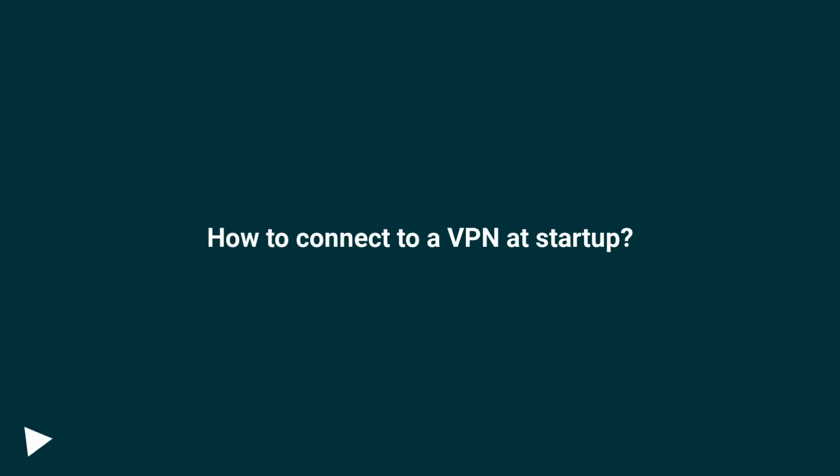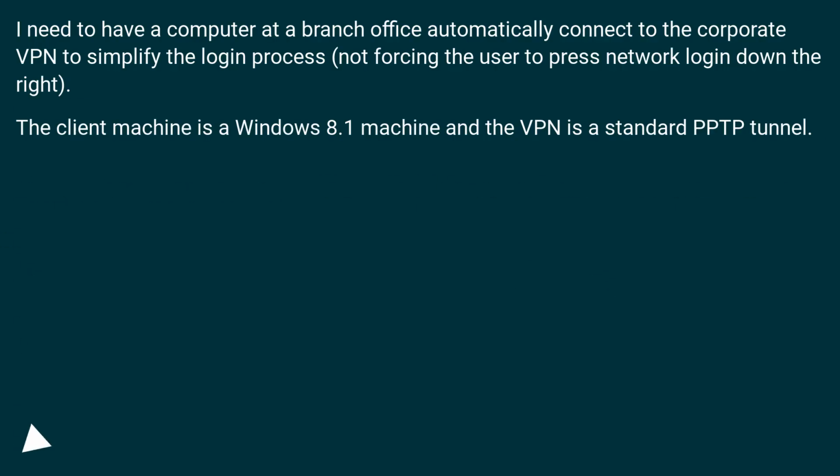How to connect to a VPN at startup. I need to have a computer at a branch office automatically connect to the corporate VPN to simplify the login process, not forcing the user to press network login down the right. The client machine is a Windows 8.1 machine and the VPN is a standard PPTP tunnel.